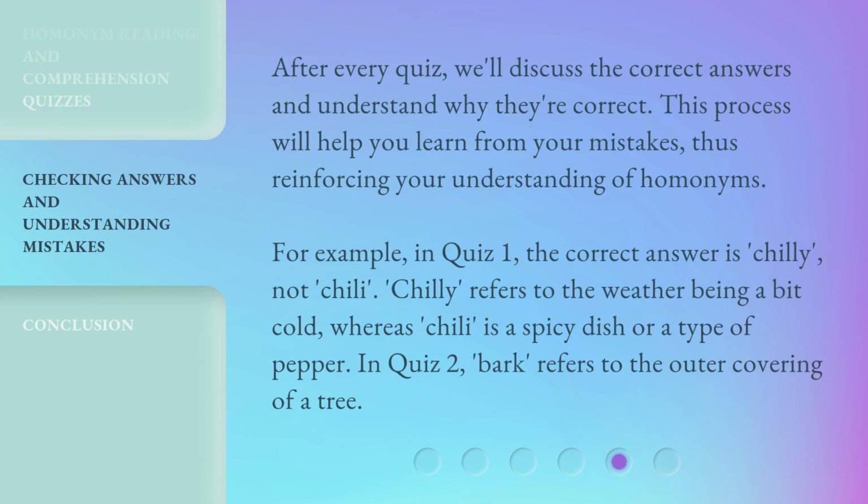After every quiz, we'll discuss the correct answers and understand why they're correct. This process will help you learn from your mistakes, thus reinforcing your understanding of homonyms. For example, in Quiz 1, the correct answer is chilly, not chili. Chilly refers to the weather being a bit cold, whereas chili is a spicy dish or a type of pepper. In Quiz 2, bark refers to the outer covering of a tree.